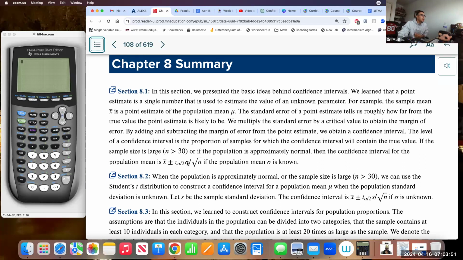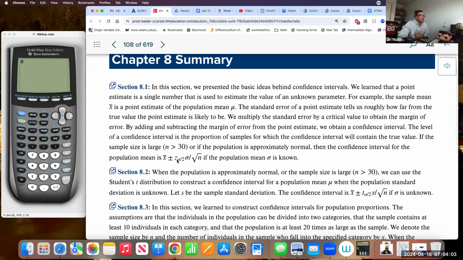All right. So let's say they wanted you to construct a confidence interval. And here's our formula, I'm pointing it out down here, you can see my mouse. Notice one of the things that we're going to need to find is our critical value, in this case, our critical Z value right here.